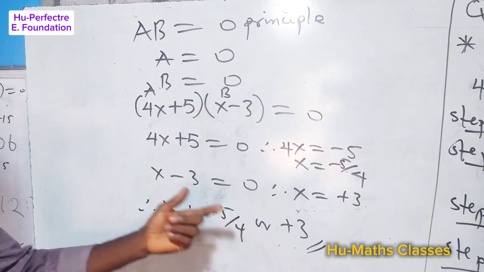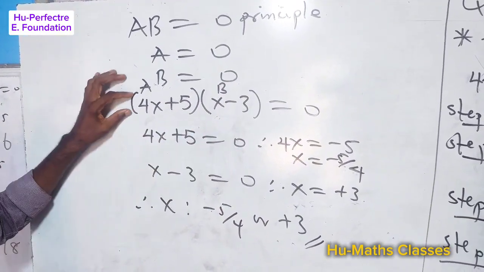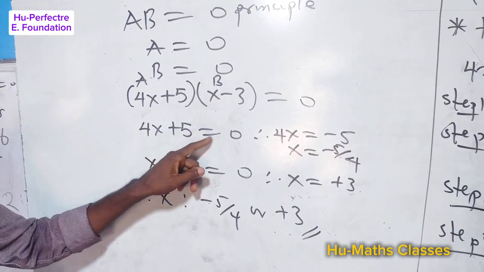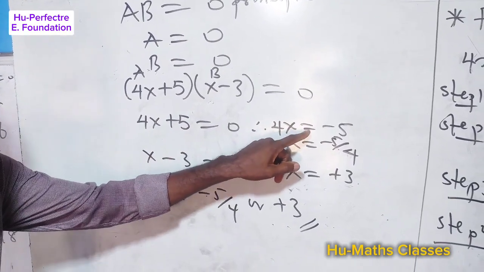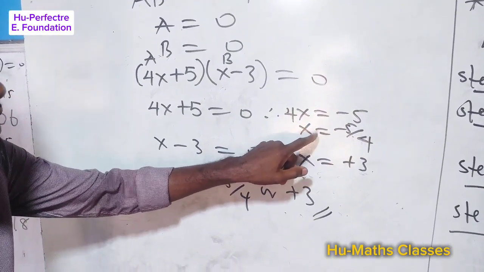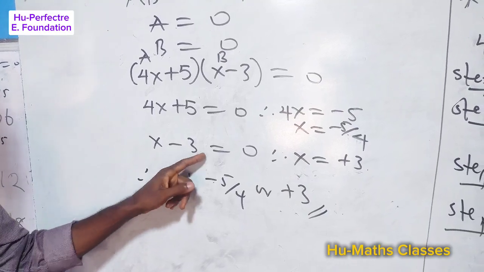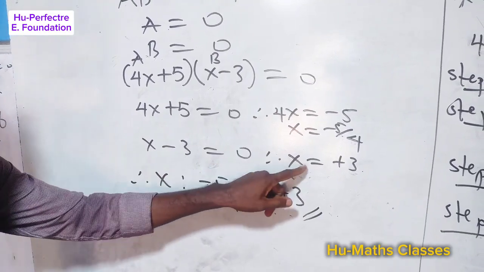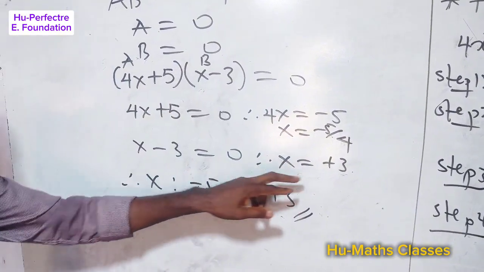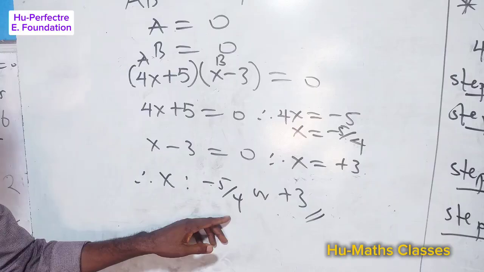Now, looking at the two factors that we have, 4x plus 5 and x minus 3, the first is A and the second is B. Therefore, 4x plus 5 is equal to 0, where 4x is equal to minus 5. Then making x the subject of the relation, we'll have x is equal to minus 5 over 4. Then the second, x minus 3 is equal to 0, where x is equal to plus 3. If minus 3 is to leave to the other side of the equation, then our final values for x are minus 5 over 4 or plus 3.